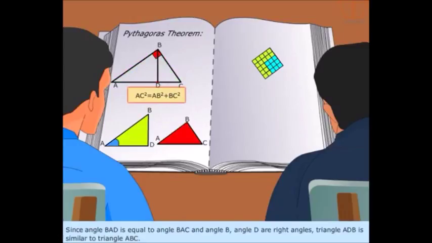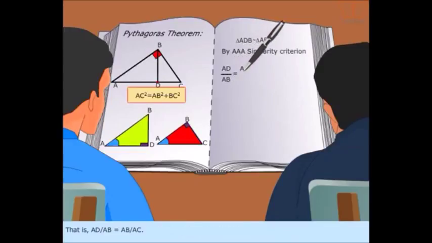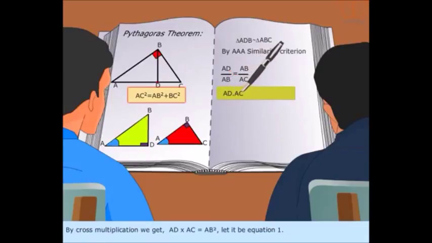Since angle BAD is equal to angle BAC and angle B, angle D are right angles, triangle ADB is similar to triangle ABC. By AAA similarity criterion, the sides are in the same ratio. That is, AD by AB equals AB by AC. By cross multiplication, we get AD into AC is equal to AB squared. Let it be equation 1.